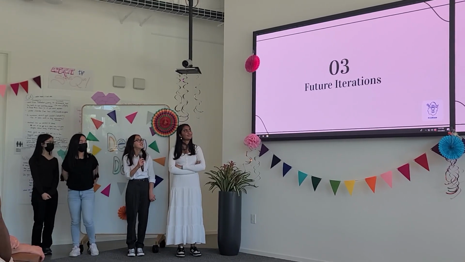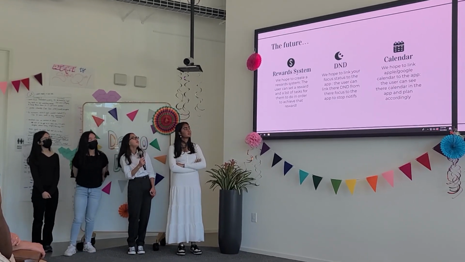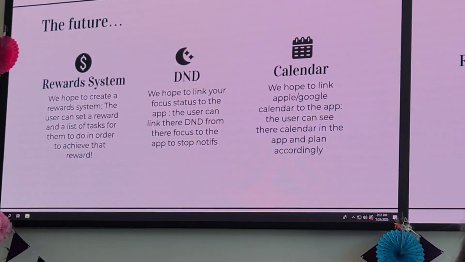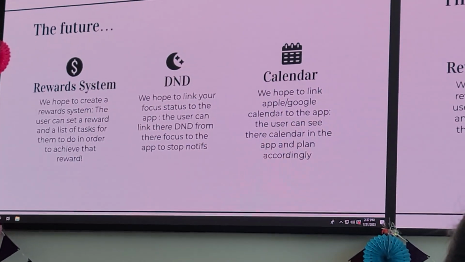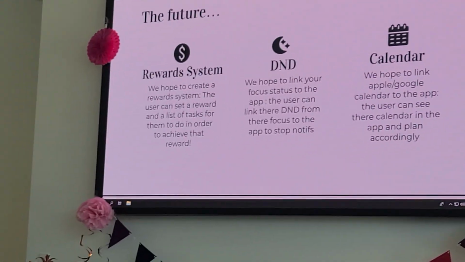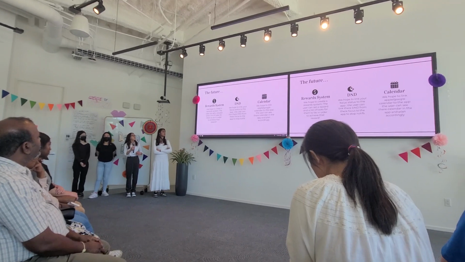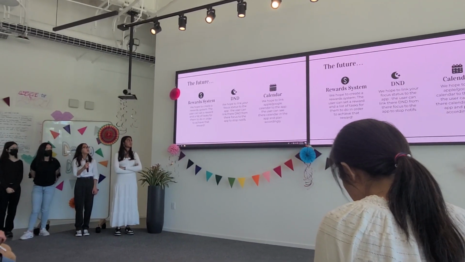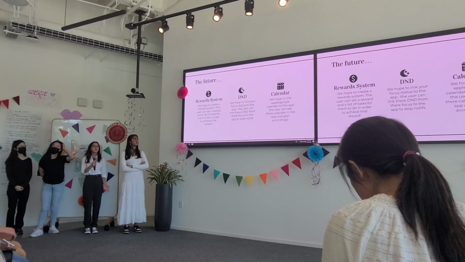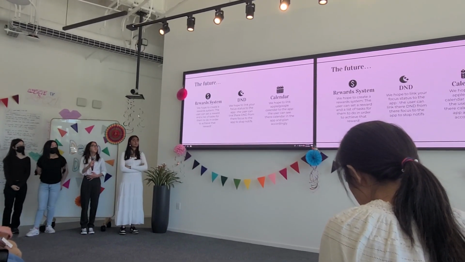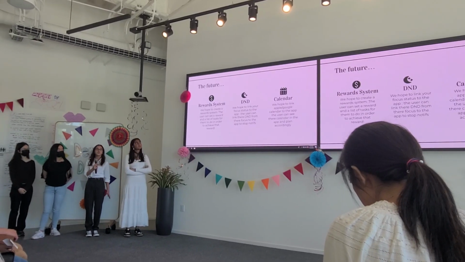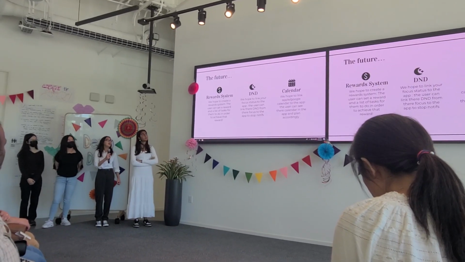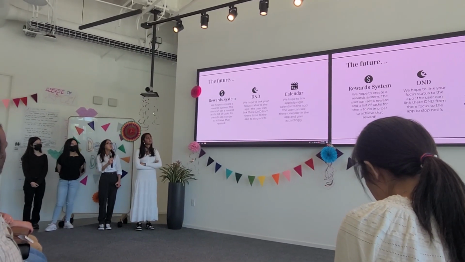Future iterations. We hope to add a reward system where the user can create a little reward that they want to achieve and have a list of tasks that they need to do in order to achieve that reward. So you're pretty much motivating yourself to do certain tasks and reach a certain goal. Next, we hope to add a DND, or do not disturb, feature where it can stop all notifications from distracting you. And we hope to link the Apple or Google Calendar to the app where the user can see their events and plan accordingly.